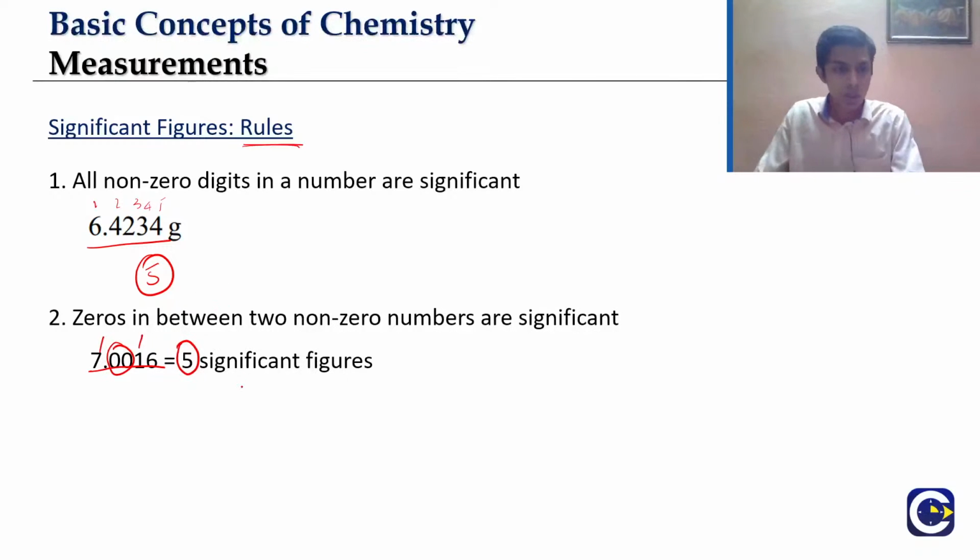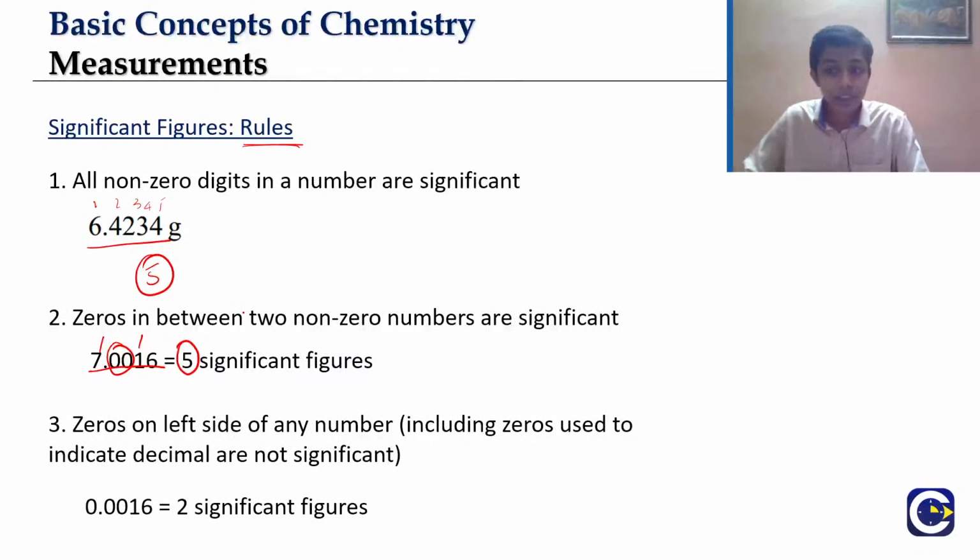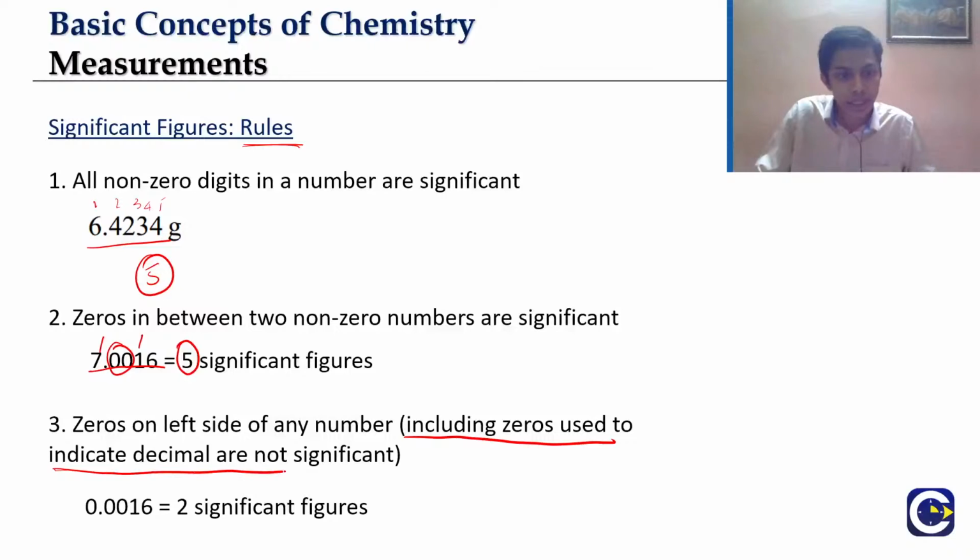Third rule: zeros on the left side will never be significant in any number. That means in the beginning, if there are any zeros, they will never have significance. Including zeros used to indicate the decimal, they are not significant. For example, 0.0016. In this case, this 0 not significant, this 0 not significant, this 0 not significant. So there are altogether only two significant figures.